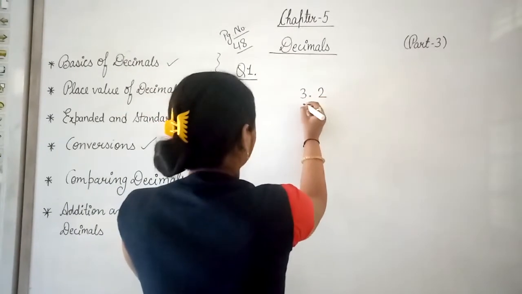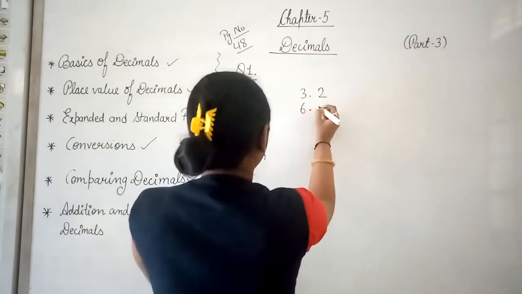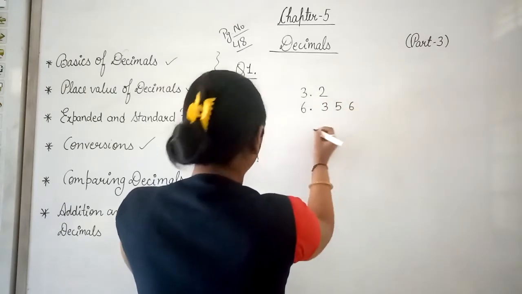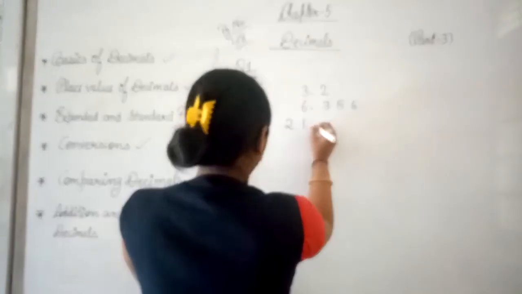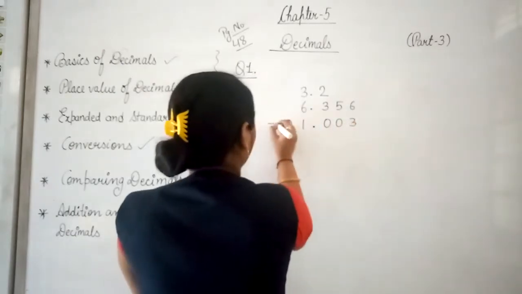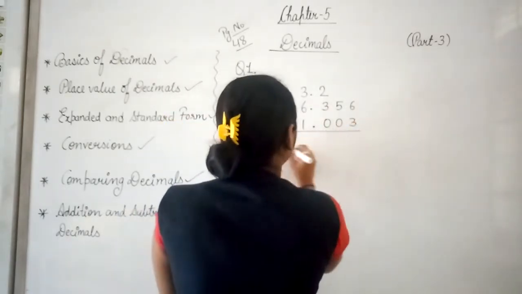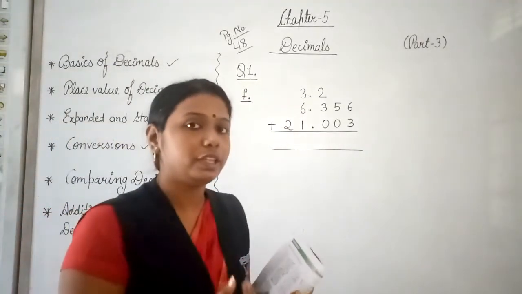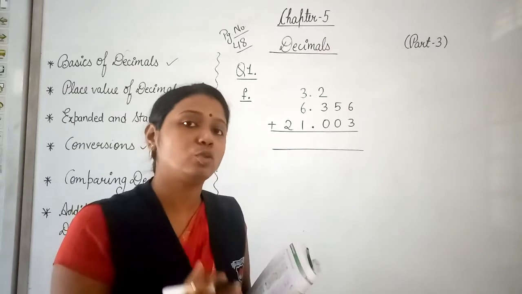3.2, 6.356, 21.003. So here the numbers are already given in arranged form, so we need not arrange the numbers here. We simply have to add.